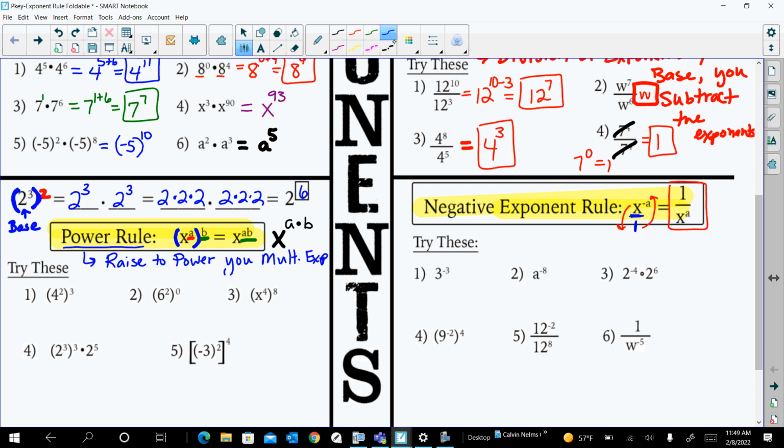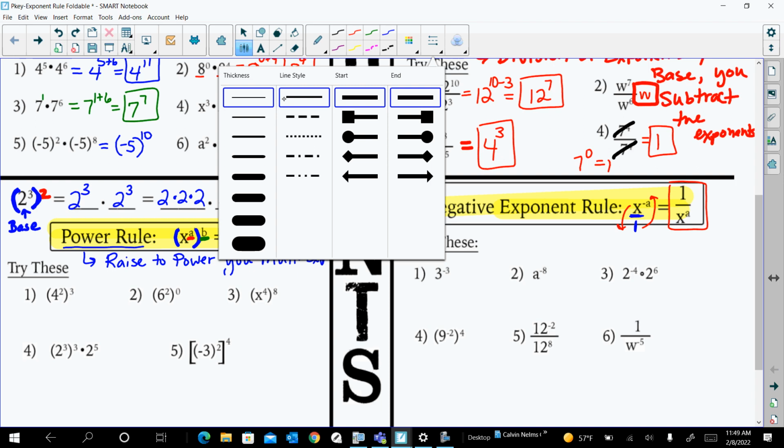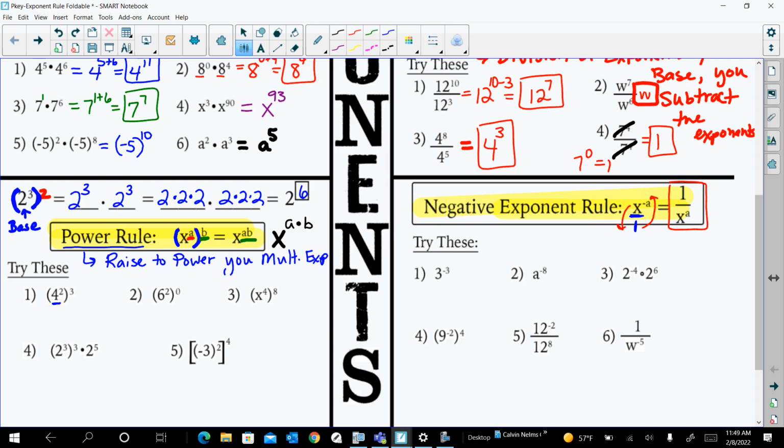So to do this, you look at the base. 4 squared is the base. So you write 4 to the 2nd power, but then we multiply the exponent on the outside. So you're just multiplying the exponents together. This gives you 4 to the 6th power.